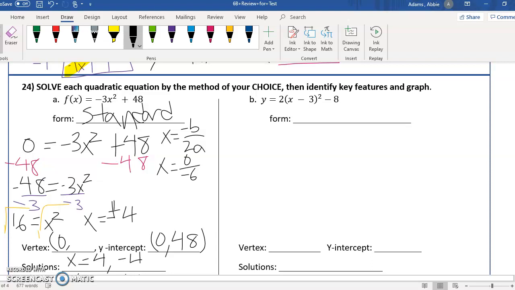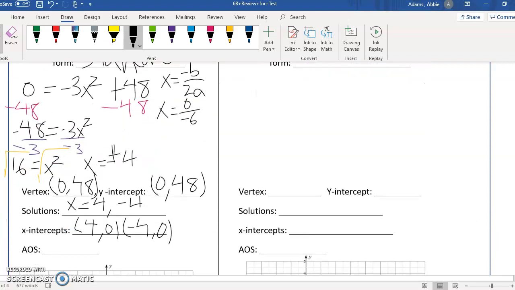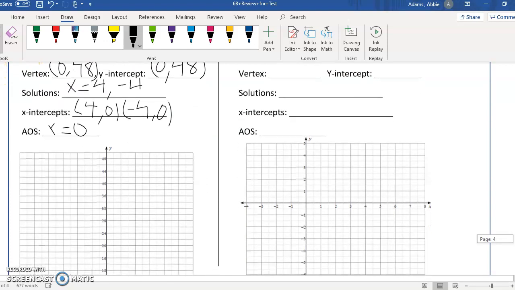If the x value of your vertex is 0, that means the vertex and the y-intercept are the same point. So our vertex is also (0, 48). Our axis of symmetry here is x equals 0. So let's go ahead and graph this equation.